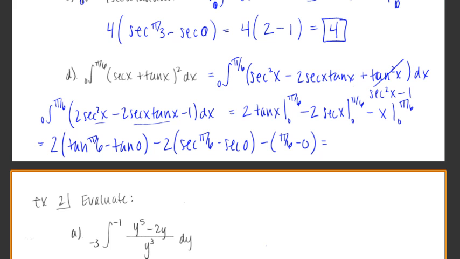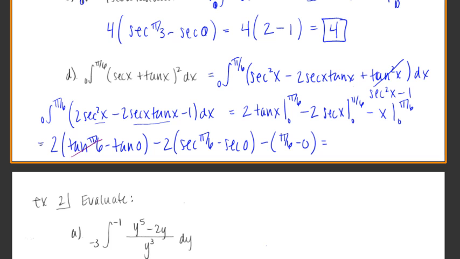Well, the tangent at pi over 6 is going to be the square root of 3 over 3. I'm going to mark those up. The tangent of 0, that's just 0 over 1, which is 0. Secant, so the reciprocal of the x value at pi over 6 will be 2 square roots of 3 over 3. The secant at 0, the reciprocal of the x value at 0, is 1.